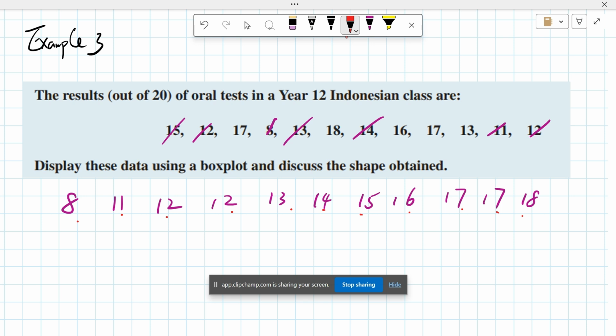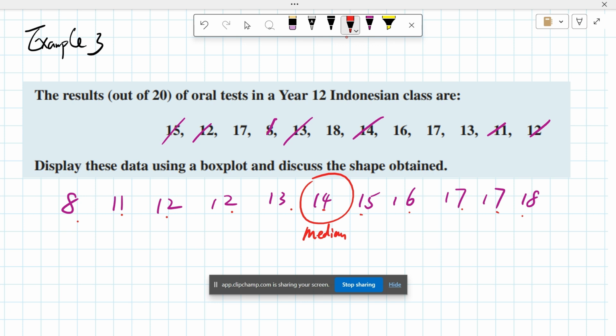So what we do is, this is 11. Sorry, how many is this? Can't remember. 2, 4, 6, 8, 10, 11. Okay, perfect, we have 11. So we're going to split this whole data into left and right. We have 5 on the left and 5 on the right, so we can see the median is in the middle, which is 14.